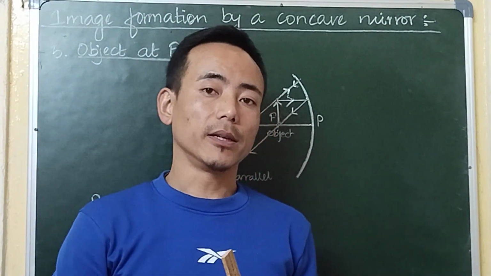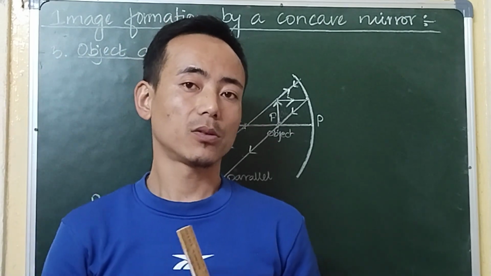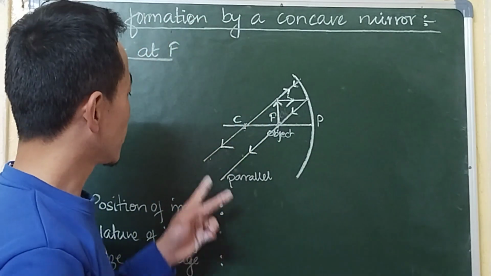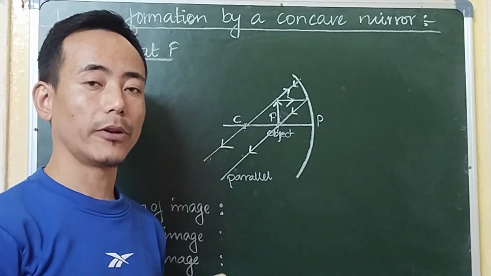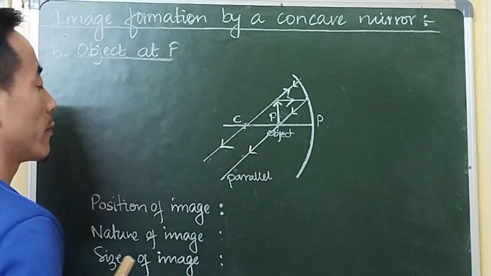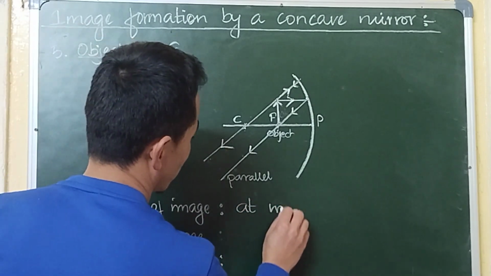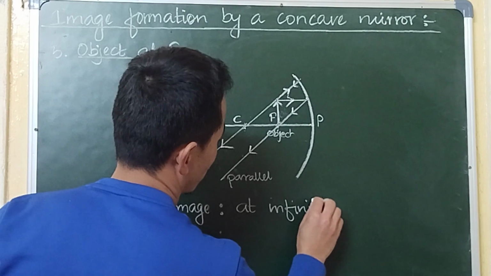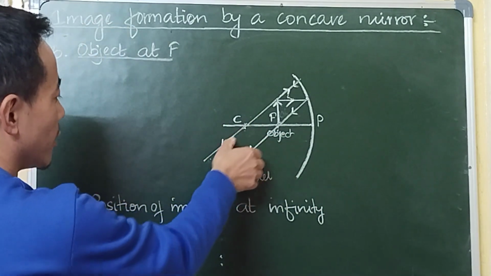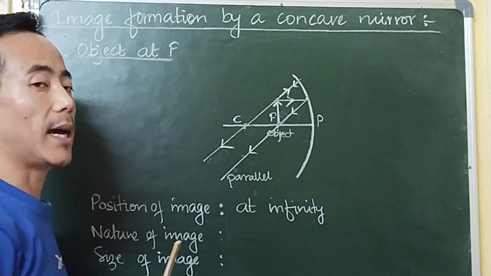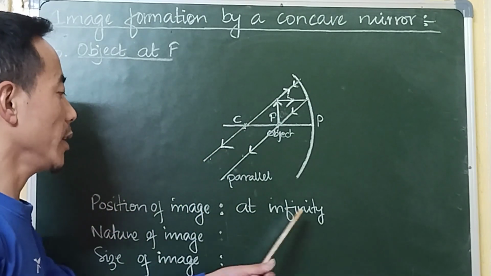But what we will consider is that parallel rays intersect far at infinity. So we will take into consideration that these two rays will also intersect at infinity. Alright, so here the image that will be formed, the position of the image, you can write it at infinity. Why are we writing it at infinity? Because the reflected rays are parallel to each other, and parallel rays we consider that they will intersect at infinity. So the image is formed at infinity wherever they intersect.